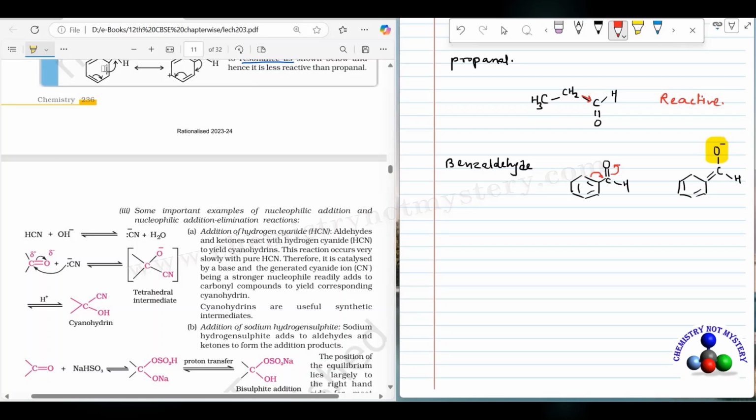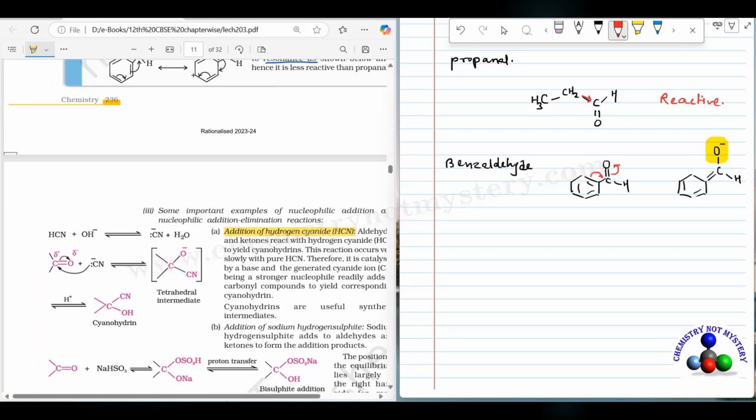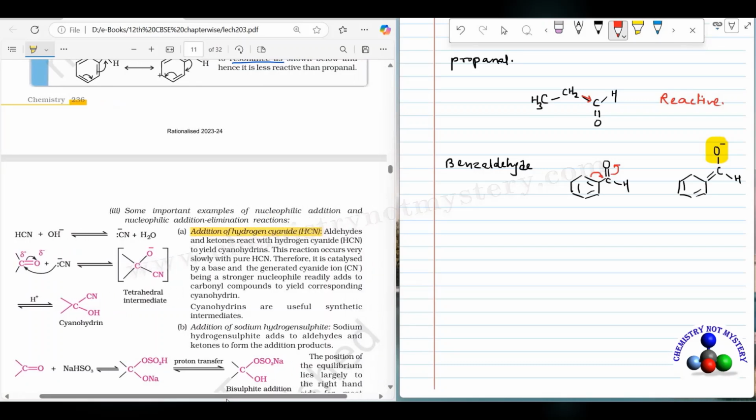Here the first reaction is the addition of hydrogen cyanide. Aldehydes and ketones react with hydrogen cyanide to yield cyanohydrin. The reaction occurs very slowly with pure HCN. Therefore, it is catalyzed by a base and generates cyanide ion. Being a strong nucleophile, it readily adds to the carbonyl group to yield the corresponding cyanohydrin. Cyanohydrins are useful synthetic intermediates. So let's try to understand the reaction.